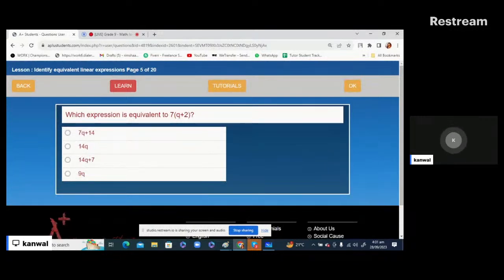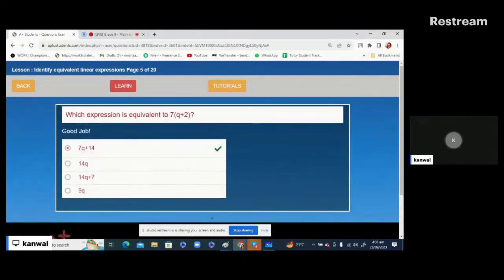So solve this one. Which expression is equivalent to 7 into q plus 2? First is 7q plus 14. Is there any option for 7q plus 14? Yes, it's the first one. So we just click it.